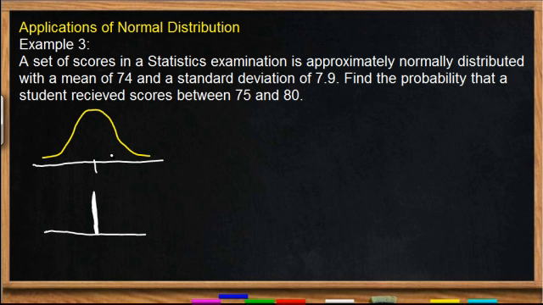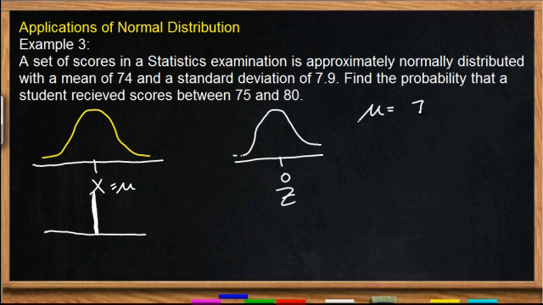So the scores of the students, let's call them x, and the mean of x is equal to mu. But since we will use the standard normal distribution, we will change it into z, where of course the center is 0 but the variable is z. So what are our givens? Mu, which is the mean, is equal to 74. What is the standard deviation? Sigma is 7.9. Meaning the spread is 7.9.